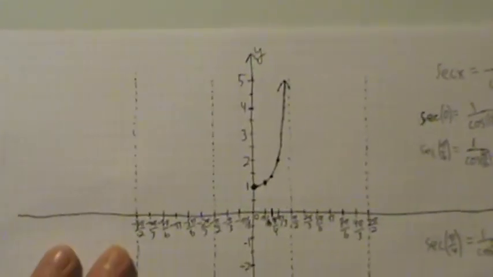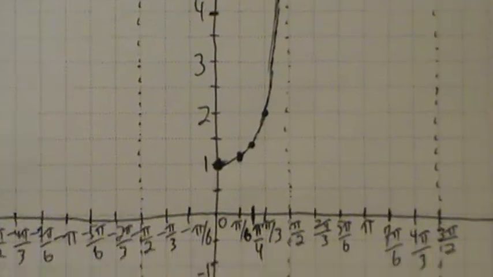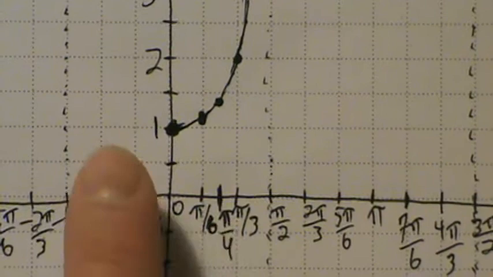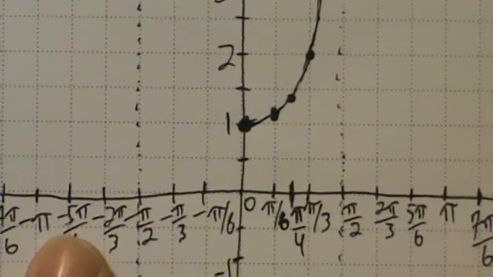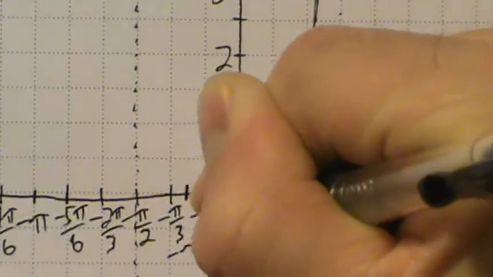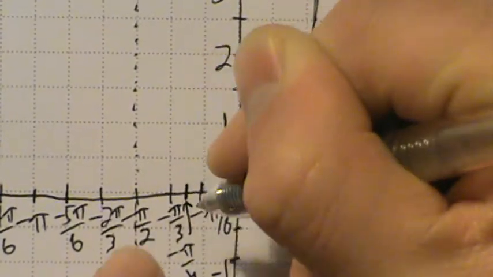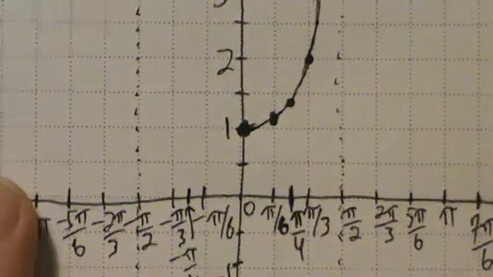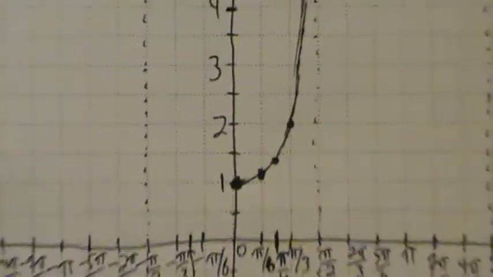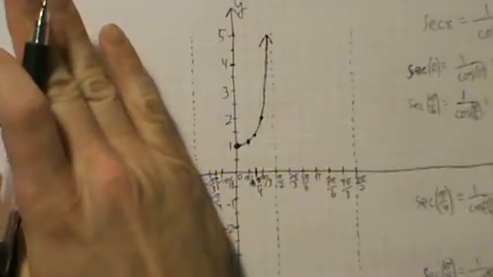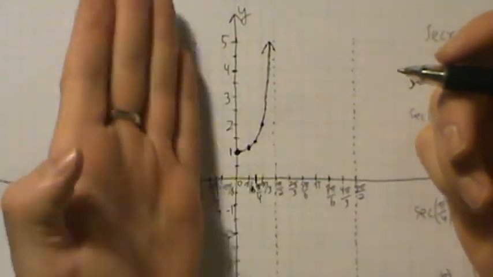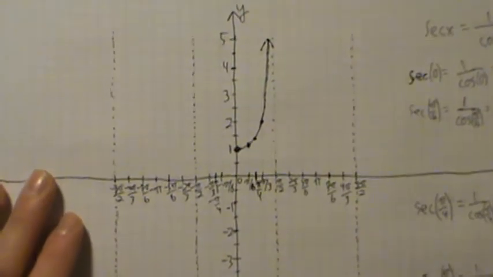All this trouble we just went through plotting these points, 0, pi over 6, pi over 4, pi over 3, finding all the y values. We could do that again with negative pi over 6, negative pi over 4, negative pi over 3, but since secant of x is an even function, the graph is symmetric over the y-axis. So we can just take this piece, reflect it over the y-axis, and get another piece of the graph. So let's use that fact right here.